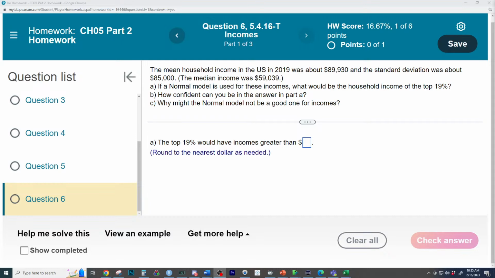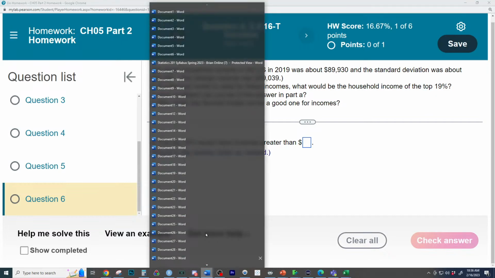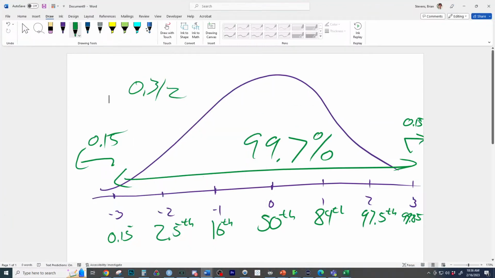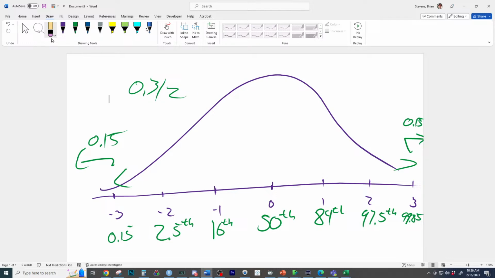Okay. So for this problem right here, we're basically doing the same sort of thing. If we wanted to see where this value would be in the top 19% of incomes, where would the top 19% of incomes be on the normal curve? Can you tell me a z-score that they would be close to?